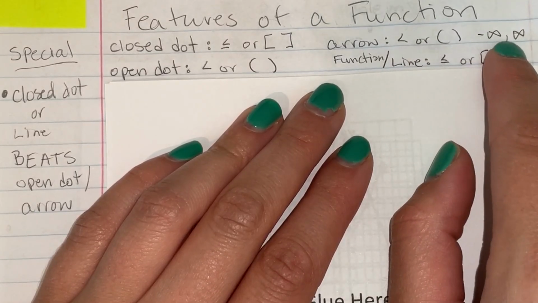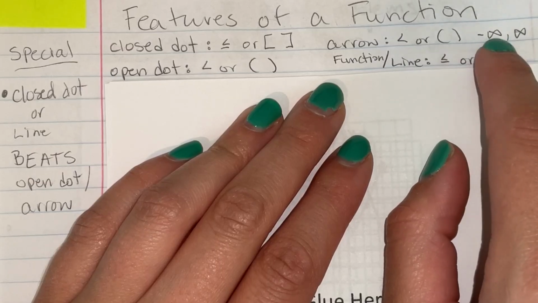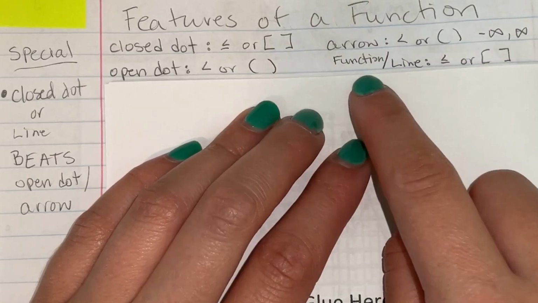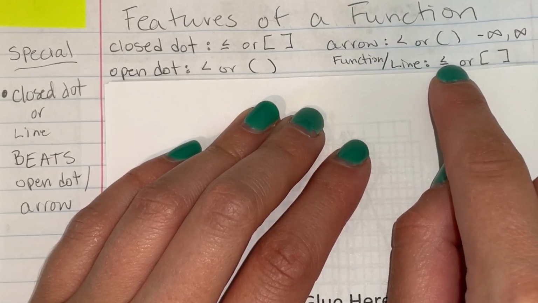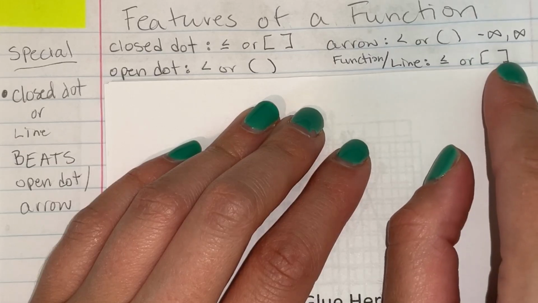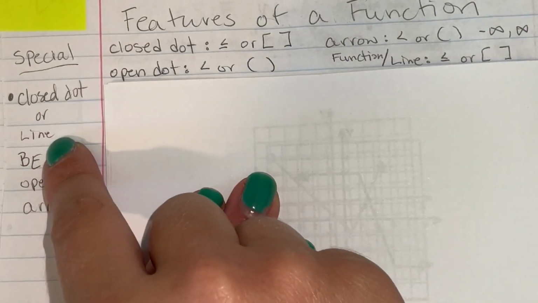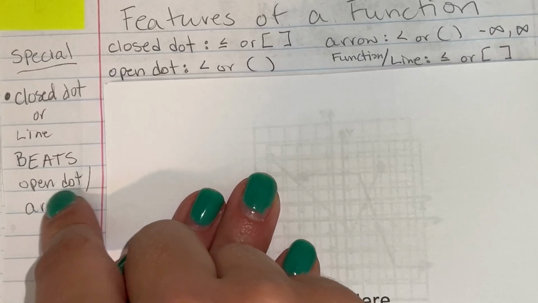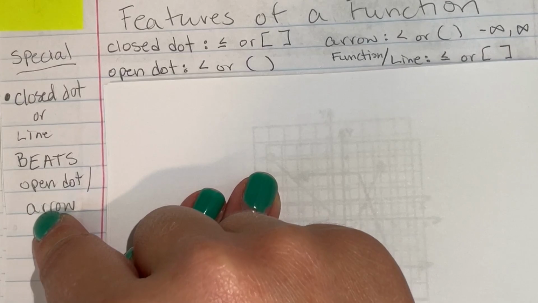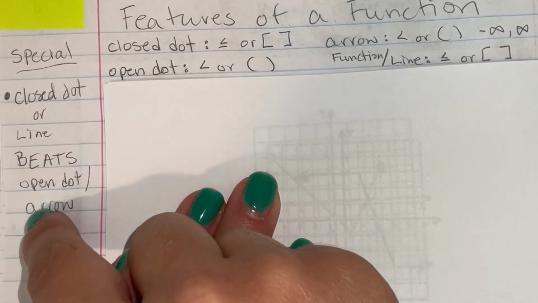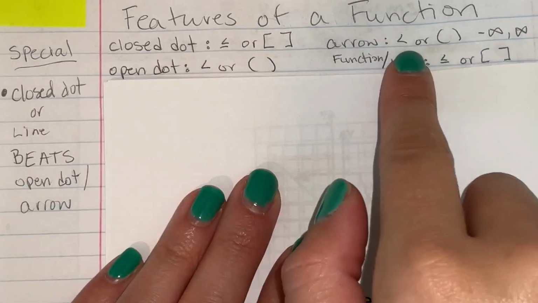And infinities are going to go with those arrows. So again, we're going to talk about those more. Part of the function or part of that line, you'll use an inequality with a half equal sign or square brackets. A special case: closed dots or lines always beat open dots or arrows, and that's kind of dependent, so just keep that in mind. This is dependable, but these are very important.